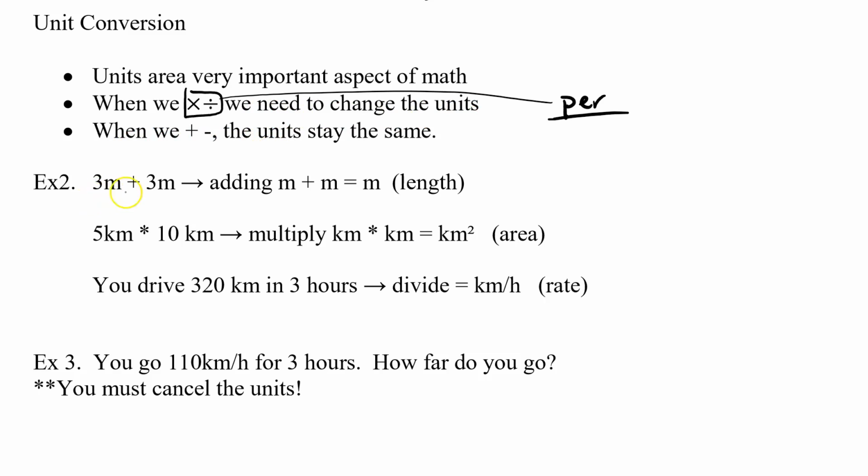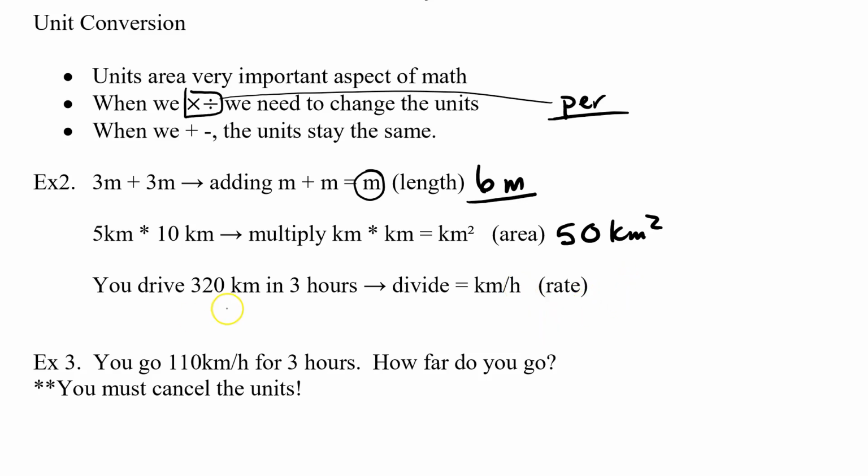So say you're adding 3 meters to 3 meters. Since you're adding, it's just going to stay a meter. We're going to say that's 6 meters. But if you're multiplying, say you want to find an area of something, and you say that it is 5 kilometers by 10 kilometers, that's huge. It's going to be 50 kilometers squared. And just like this right here, when you drive 320 kilometers in 3 hours, you're going to divide. You're going to say that it is kilometers per hour, so that's a rate.